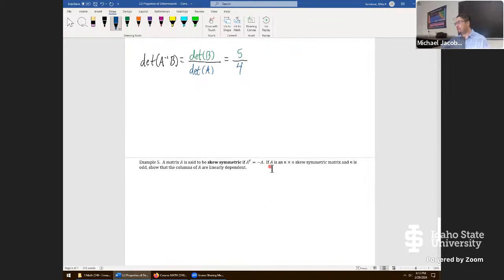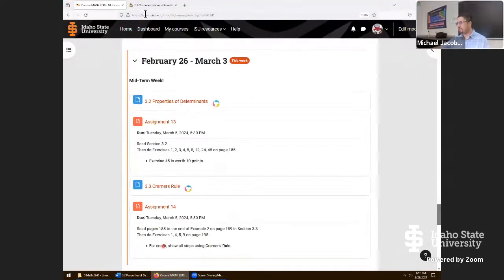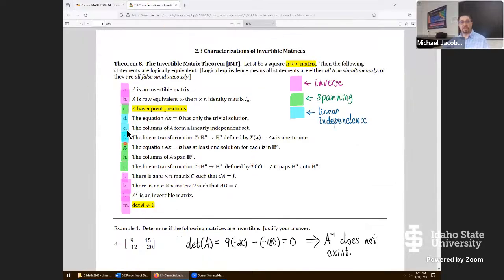The problem goes on to say, if you have an n by n skew symmetric matrix and n is odd, show that the columns of A are linearly dependent. This one is really kind of an invertible matrix theorem kind of question. So if you're thinking in these terms, we're trying to show which part? Columns of A are dependent. We're trying to show that this is false. So we need a way to get into this theorem. We don't have a matrix so we can determine if it's invertible or not directly, but we could use the determinant. This one down here is a pretty powerful statement.